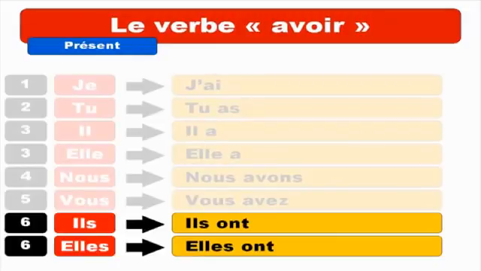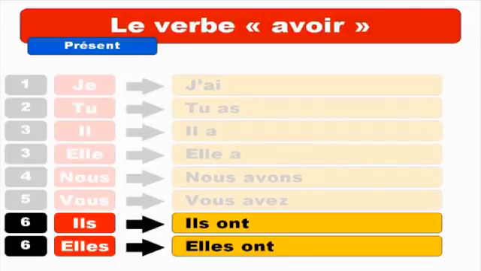Okay. And last but not least, ils, masculine form. Ils ont. Same thing. Small link, la liaison. Ils ont. Repeat. Ils ont. Okay. And then feminine form. Elles. Same thing. Elles ont.